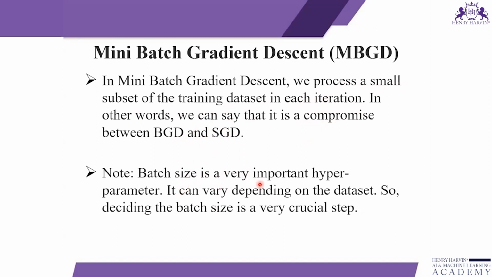So batch size is a very important hyperparameter. It can vary depending on the data set. So deciding the batch size, again, is a very crucial step.